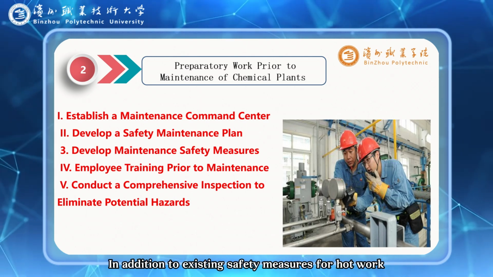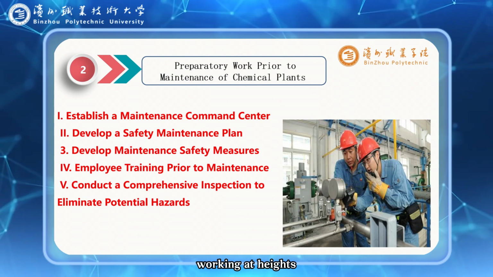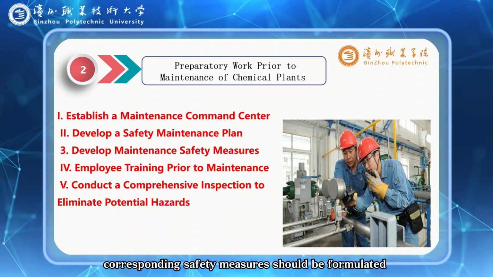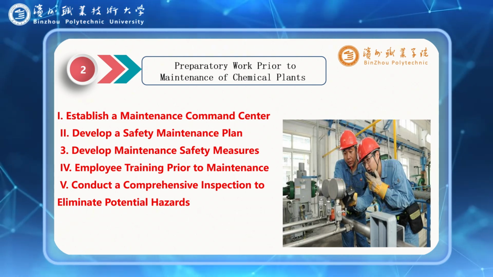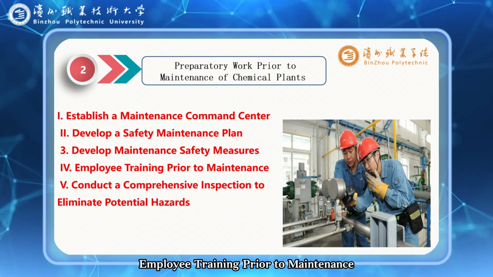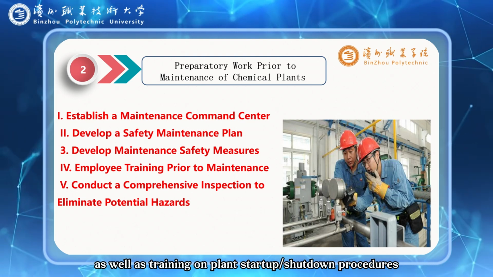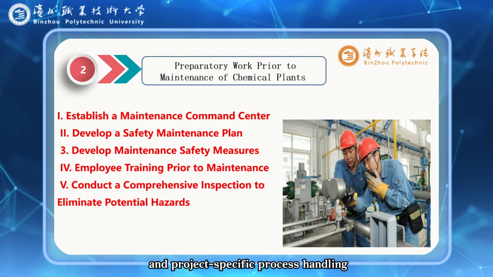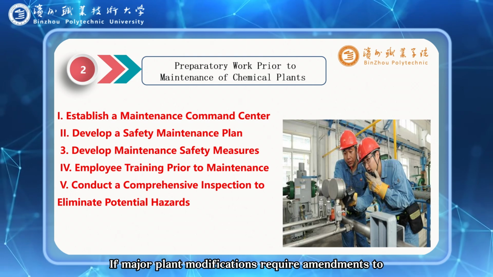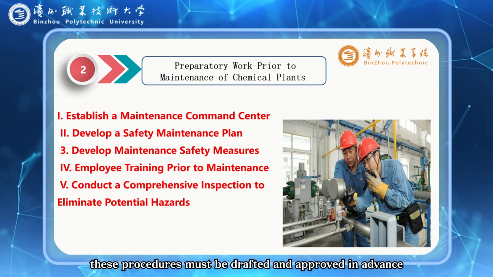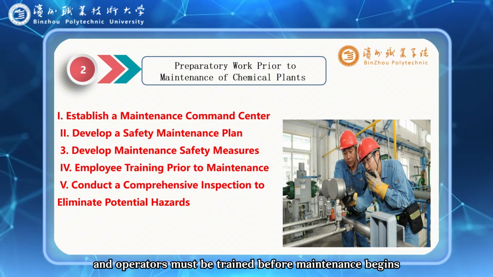In addition to existing safety measures for hot work, excavation work, inside tanks, working at heights, and lifting operations, corresponding safety measures should be formulated based on the content and scope of the maintenance work. Four, employee training prior to maintenance. This includes safety training for maintenance, as well as training on plant startup or shutdown procedures and project-specific process handling. If major plant modifications require amendments to operating procedures, these procedures must be drafted and approved in advance, and operators must be trained before maintenance begins.